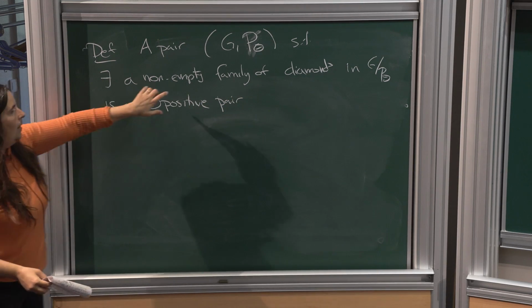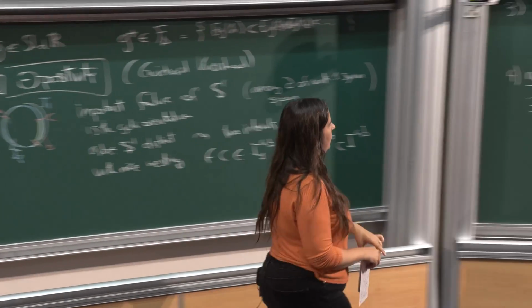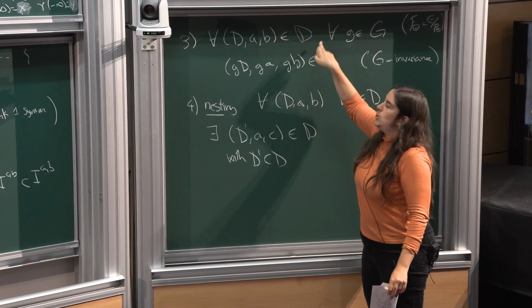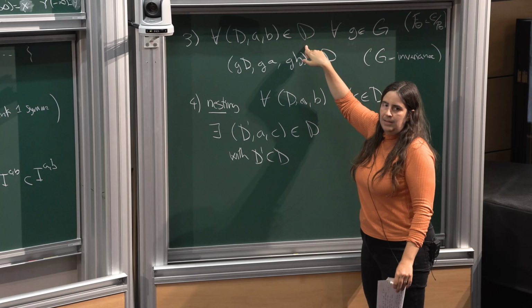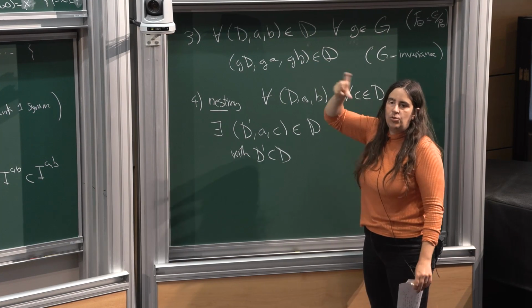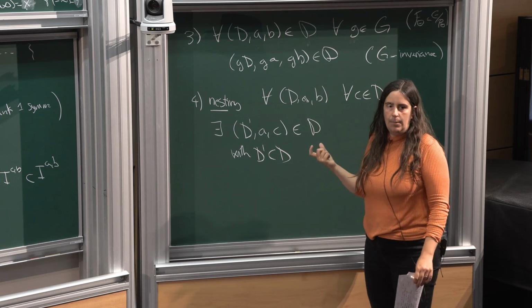And observe that by the second property, if there is at least one diamond in my family, then there are tons and tons of diamonds, because G acts transitively on transverse pairs. So any pair will bound at least one diamond. Yeah?